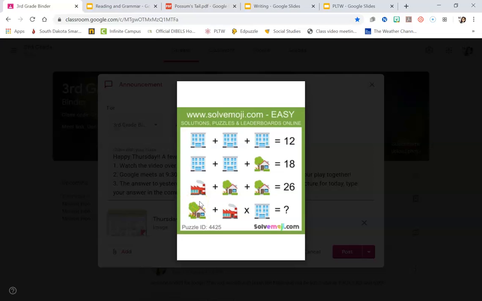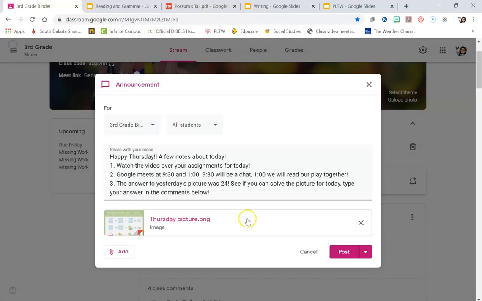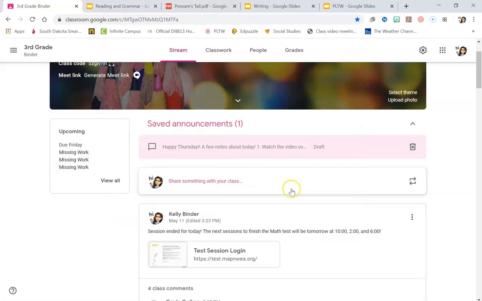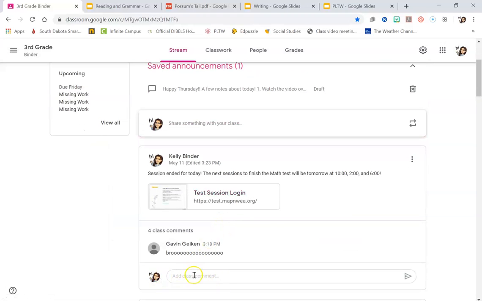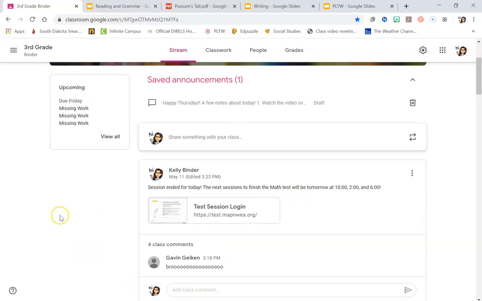Some of you yesterday did not get the right answer because you just did it in order from left to right, and that's not correct. Multiplication comes first, the M in PEMDAS. So you want to multiply these two, then add on your two houses. Look at that one really carefully when you go to solve it today. And when you do solve it, make sure you're typing right here where it says add a class comment. Type in the comment box underneath the announcement.